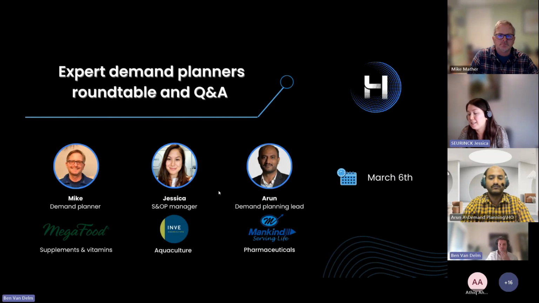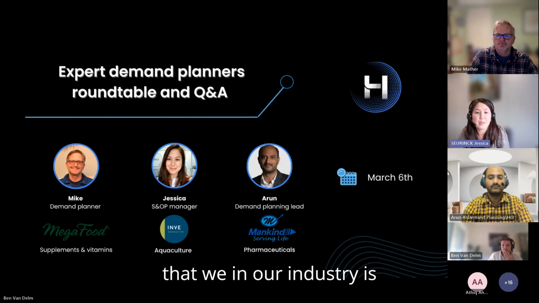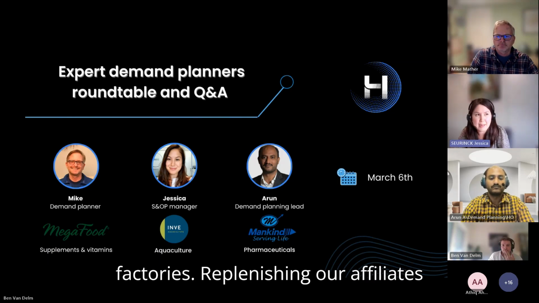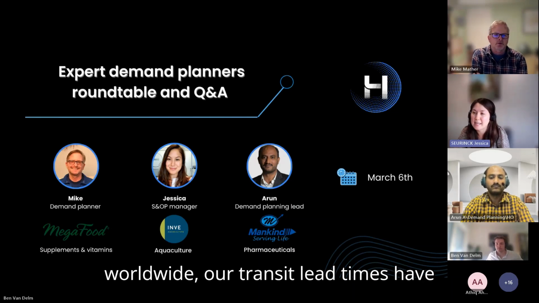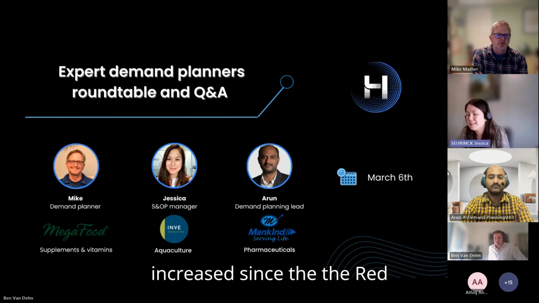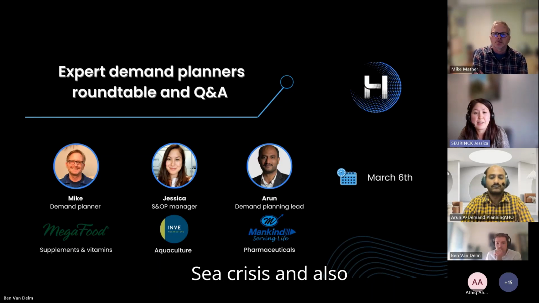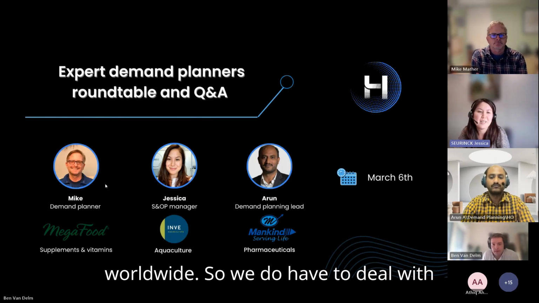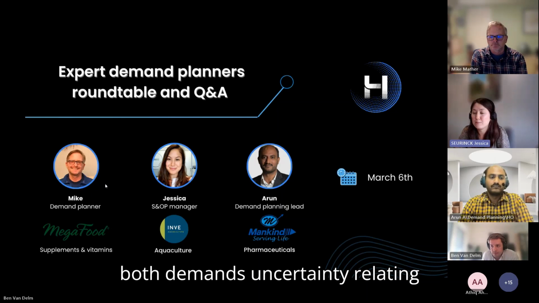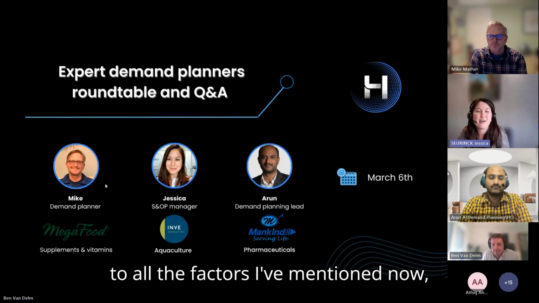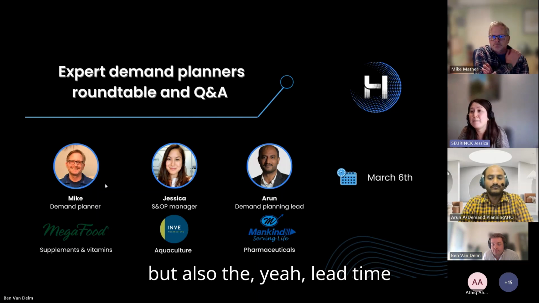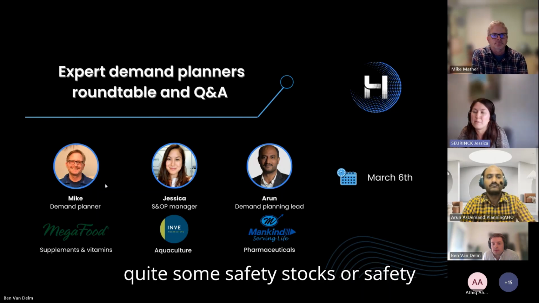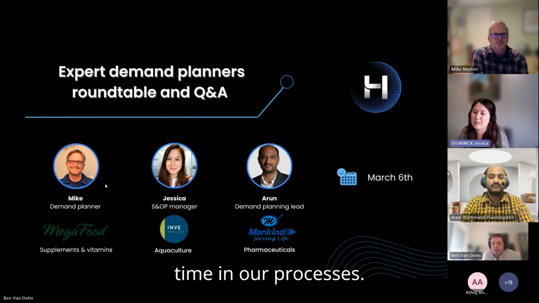And other challenges in our industry are also our lead times, right? So I've mentioned we have 2 factories replenishing our affiliates worldwide. Our transit lead times have increased since the Red Sea crisis, and also the drought in the Panama Canal, because we're using all those shipment routes worldwide. So we do have to deal with both demand uncertainty relating to all the factors I've mentioned now, but also the lead time uncertainty. So in our business, we do have to build quite some safety stocks or safety time in our processes.